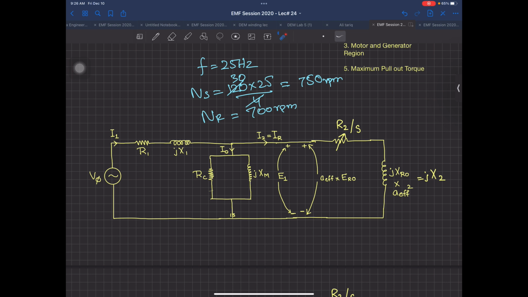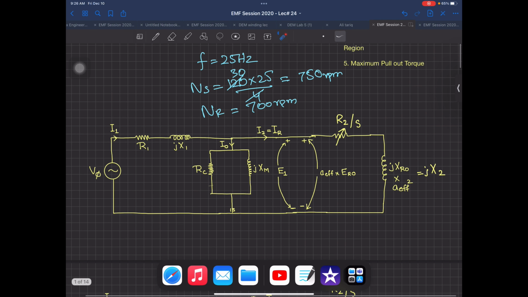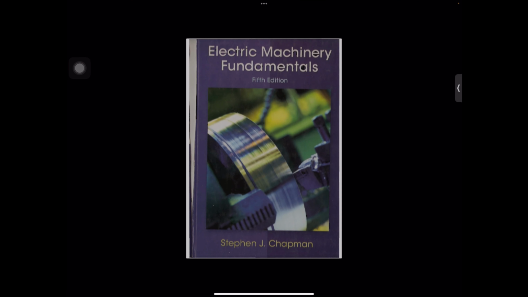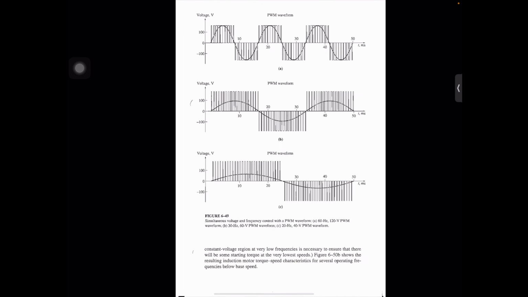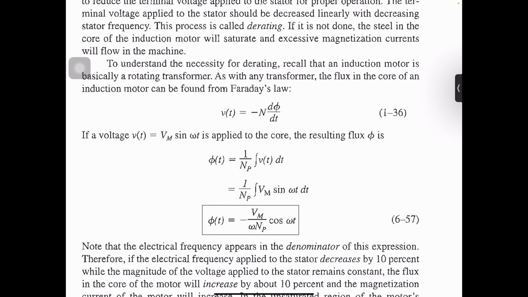This is very, very important. And if this is not constant, what happens? Your flux in the machine increases beyond a value and your machine actually gets damaged. Now, I am doing this analysis on one basis. Let me use your book now for this purpose. Okay, now this is your article from where I am actually talking about this one. Please see this proof.